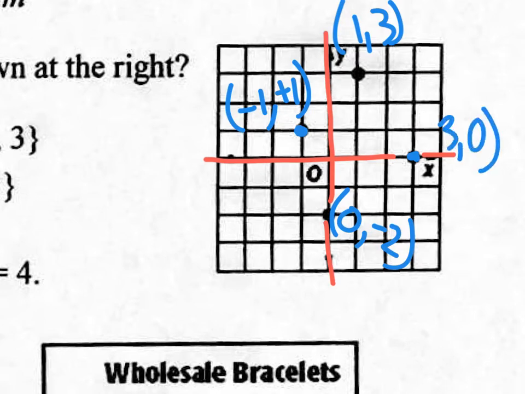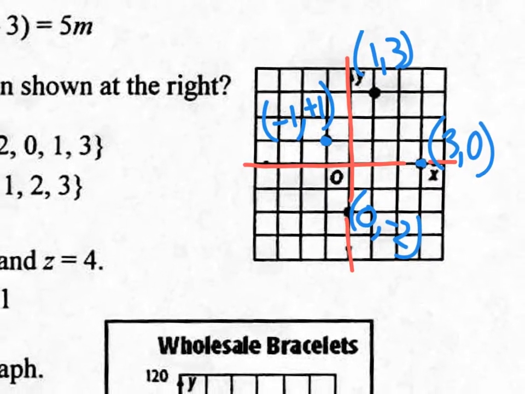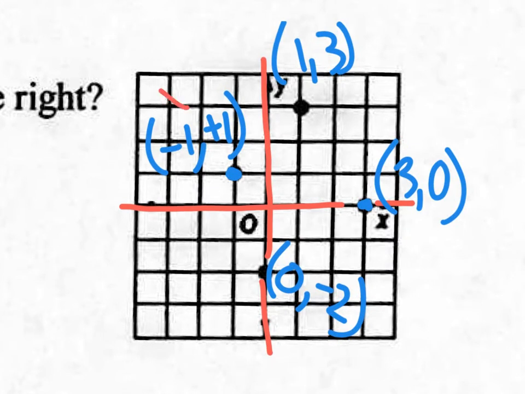So you identify all your coordinates, and then you go back to the question and realize what they're asking for. They're asking for the domain, and we know the domain values are x values. So our x values are negative 1, 0, 1, and 3. If they asked for the range values, then they'd be asking for the y values. Right here they're asking for domain values, that's the x values. So let's look for the list that has negative 1, 0, 1, and 3.